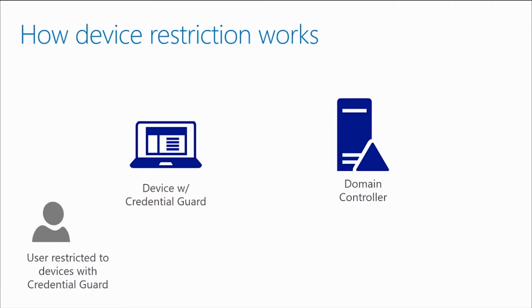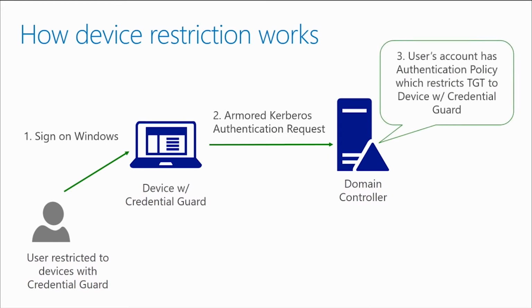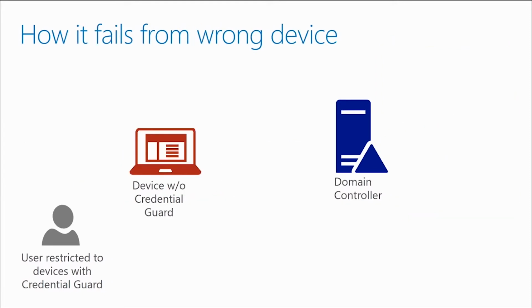If I have a user that's restricted to devices with Credential Guard, then when I sign on to a device with Credential Guard, it will do what we call an armored Kerberos authentication request to the domain controller. When the domain controller looks at the user account, it sees, hey, this user has an authentication policy which says that you can only get a ticket granting ticket or an initial auth if the device has Credential Guard. So it looks at the Armor identity, and it sees that the Credential Guard Universal Security Group is there. And at that point, it allows the authentication.